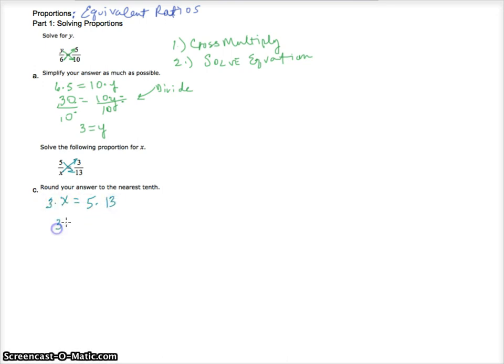That equals 3x equals 65. In order to get x by itself, I need to make sure that I divide, because it's 3 times x, so we need to divide here. Divided by 3, divided by 3. Now, this isn't going to work out very well, so what I'm going to do is punch it into a calculator.